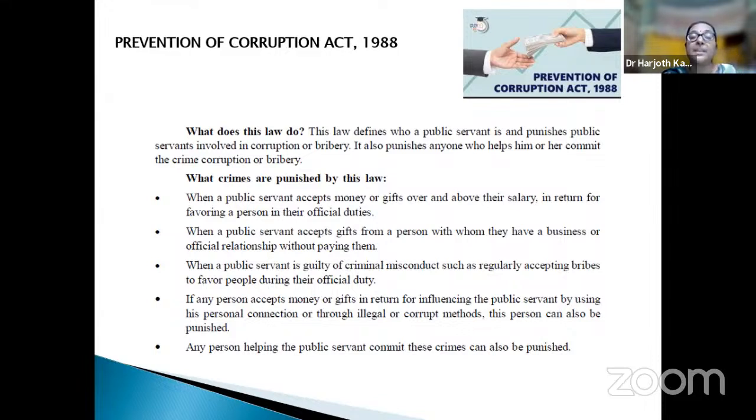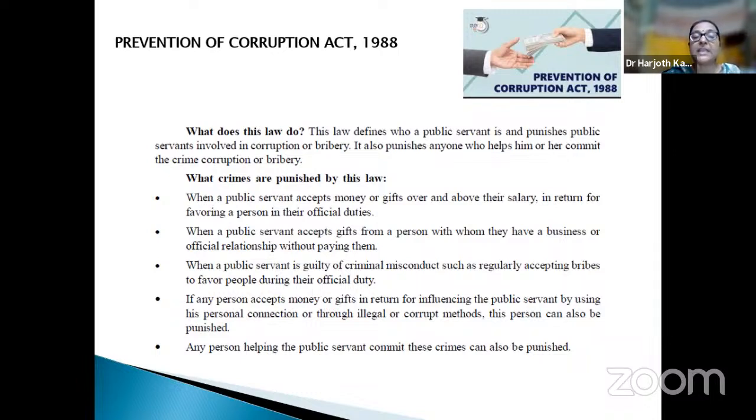Second, when a public servant accepts gifts from a person with whom they have a business or official relationship without paying them, if they are taking any benefit, then they also have to be punished. Number three, when a public servant is guilty of criminal misconduct, such as regularly accepting bribes to favor people during their official duty, then they have to be punished.